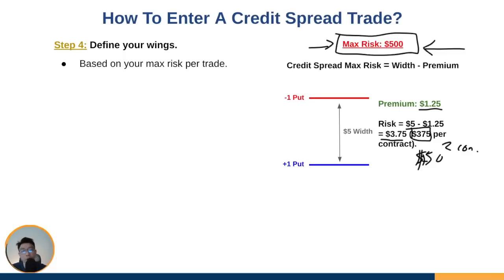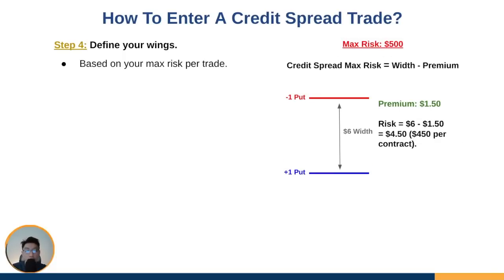In this case, what you want to do is simply widen out your width. So instead of 5-point wide, you stretch that long option an additional $1 wide. As you can see, if you put on a $6 wide spread, take a look at your premium first. You receive $1.50 and your max risk now is $4.50, which is $450 per contract, which is pretty close to the max risk that you have already decided you want for this trade. So once you're comfortable with this, all you have to do is put on the trade. This is how you define your wings.